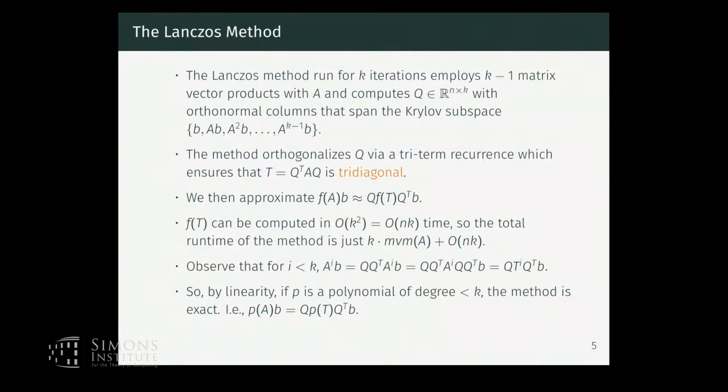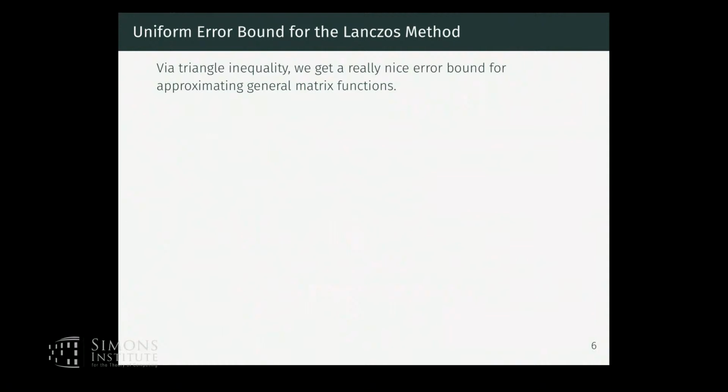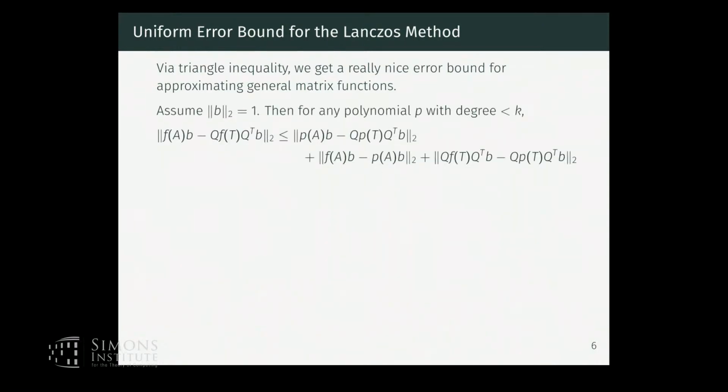Okay. Now, why is this cool? Via triangle inequality, you can use this to get a really nice error bound for approximating general matrix functions. So let's just assume for scaling, because I don't want to write it down, that the L2 norm of b is always 1. So it'll disappear in my equation. If I have a polynomial of degree less than k, I can write the error of Lanczos, basically my exact matrix function minus the approximation, via triangle inequality as the error in applying the polynomial plus the difference between the polynomial and my actual function, right?